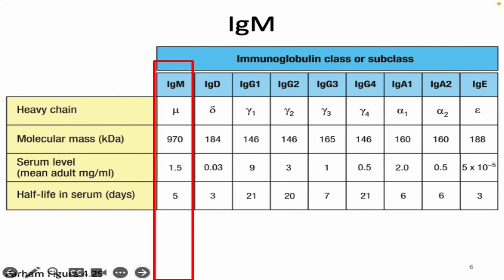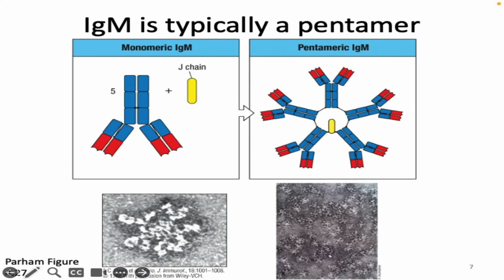And the reason for that is that when we find IgM in the body, it doesn't look like this. Instead, IgM is usually found as a pentamer. And so we have 5 copies of the same IgM molecule attached together. So there's this little joining protein, the J chain, that actually brings 5 IgM molecules together. And you can actually see some images of pentameric IgM from an electron microscope here.